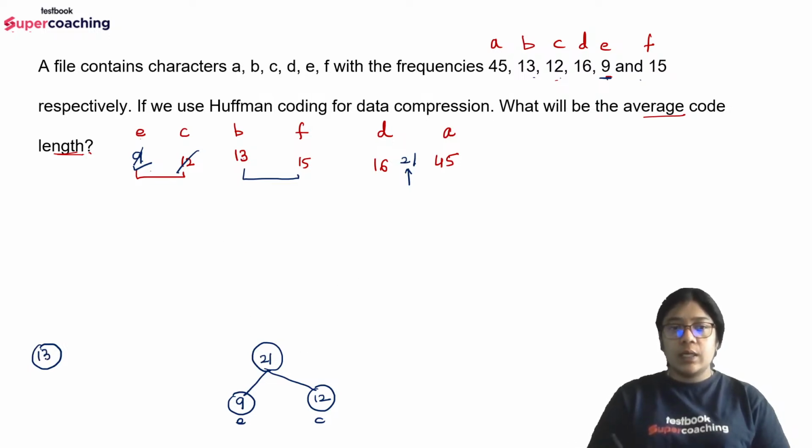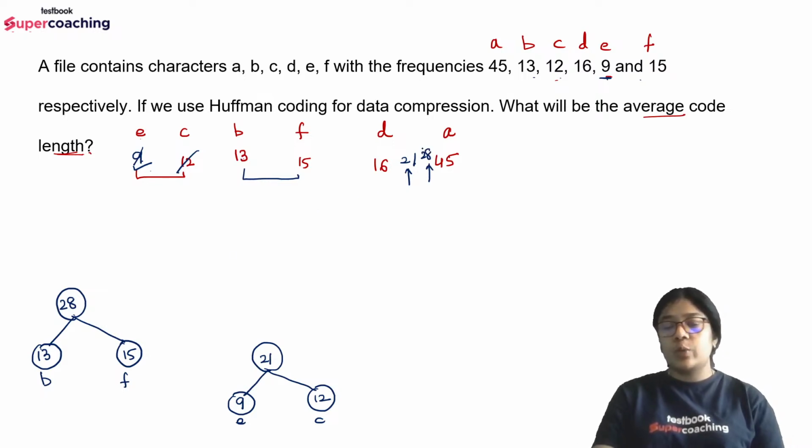This is 13 and 15. This is the frequency for B and F. Merge 13 and 15. We are getting 28 here. 28 will be going back to the min heap.